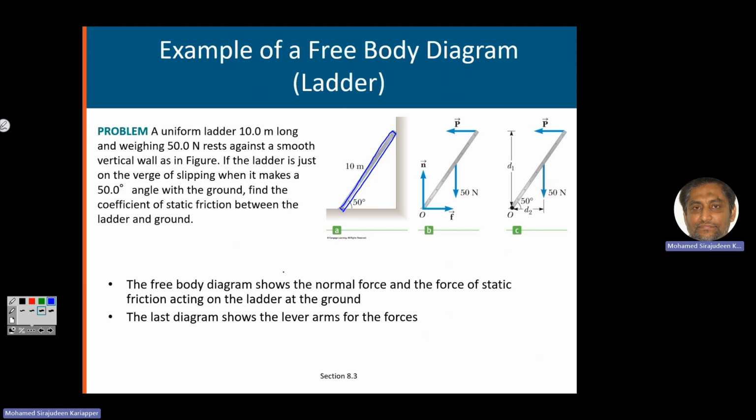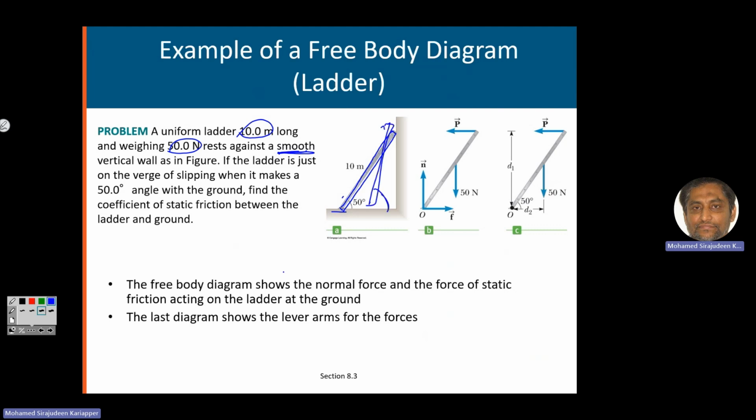The length of the ladder is given, the weight of the ladder is given, and it's leaning against the wall, which is a smooth wall, no friction on the wall, but there is friction on the floor. If there is no friction, it will slip, right? It will always slip away from the wall, right? So, if you keep it like this, it's less likely to slip, right?